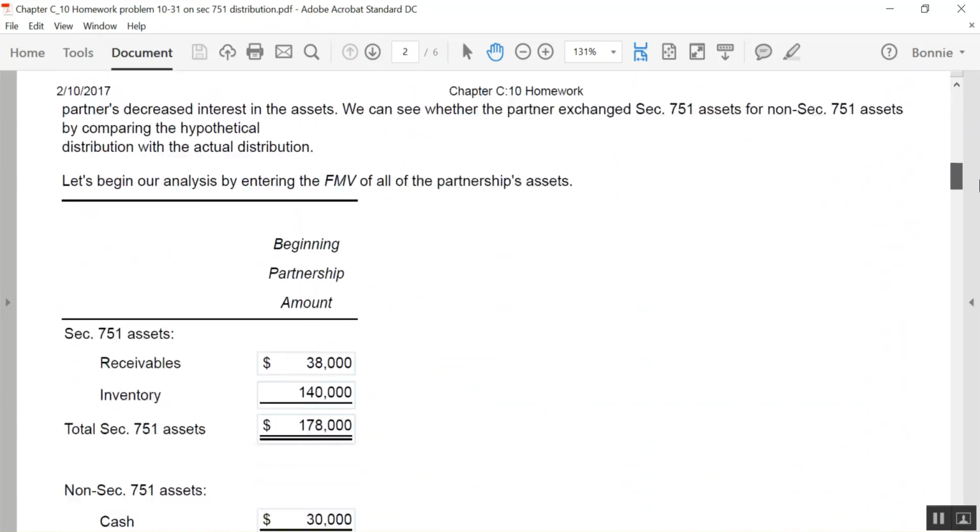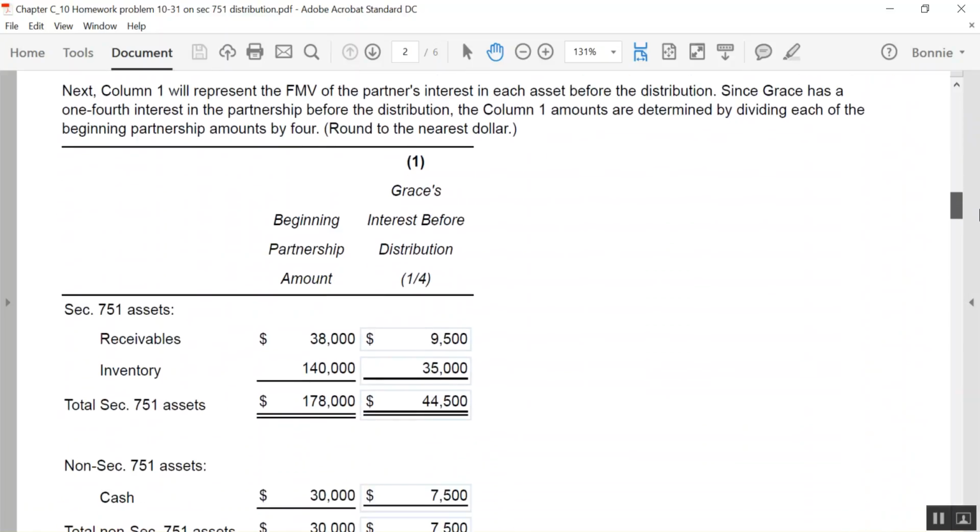But there's a lot going on to get to that to-do. So what we do is we say Grace owned an interest in each one of these properties. If you really think about it, she owns 25% of this partnership. Therefore, she owns 25% of the fair market value of each of these assets of the partnership, because the partnership is comprised of a bunch of assets, both tangible and intangible ones. In this case, it's all tangible assets.